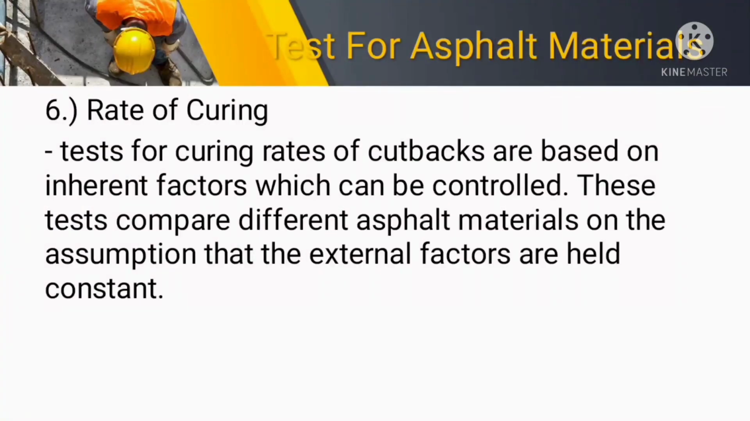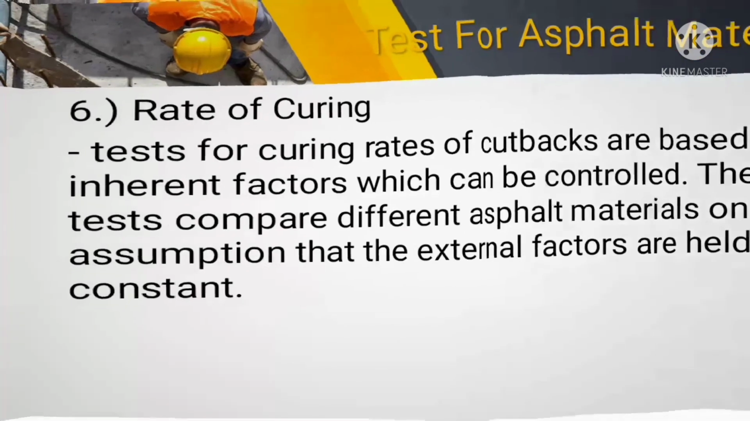Number 6 is rate of curing. Tests for curing rates of cutbacks are based on inherent factors which can be controlled. This test compares different asphalt materials on the assumption that the external factors are held constant.